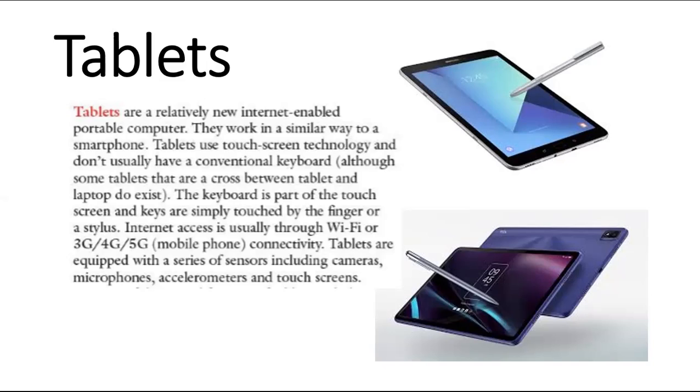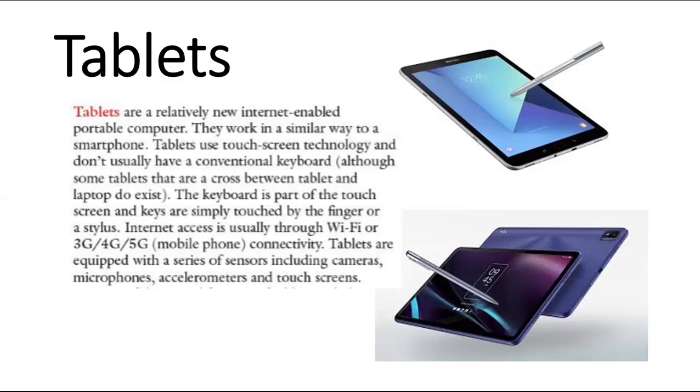So you can say that they work in a similar way to a smartphone, as we use smartphones, meaning cell phones and so on. Tablets use touch screen technology, meaning the area of a tablet is larger as compared to cell phones and smartphones. So there is a very clear picture quality for whatever we want to watch on the tablet.